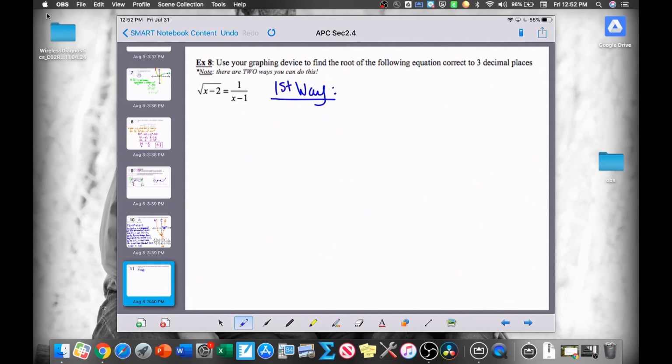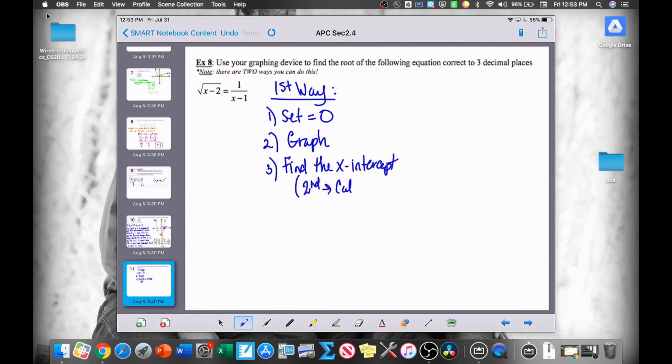Our first way, before we grab our calculators, is we could set this equation equal to 0. We could get everything on the same side of the equal sign. We could graph it on our graphing calculator, plug it into y equals, and then step 3 would be to find the x-intercept, which would be second level, calculate, 0. Okay, that's the first way.